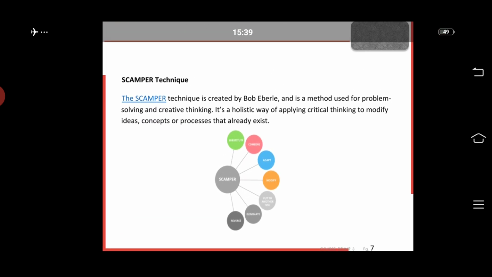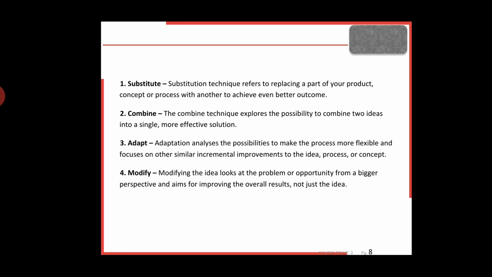Now we have to see what exactly substitute means. The substitution technique refers to replacing a part of your product, concept or process with another to achieve an even better outcome. What I mean is, this technique refers to replacing a part of a particular product or concept with another, so that we achieve a better outcome. This is substitute.